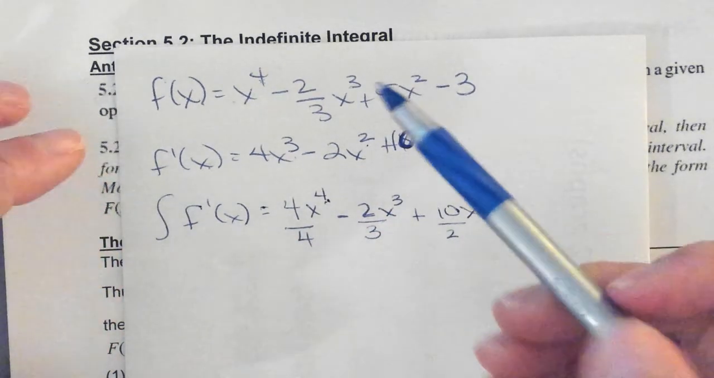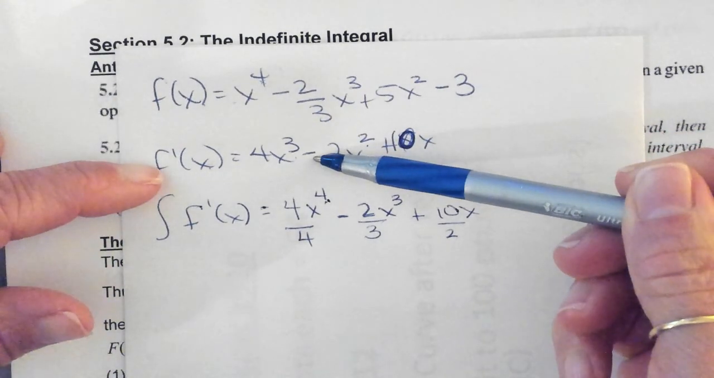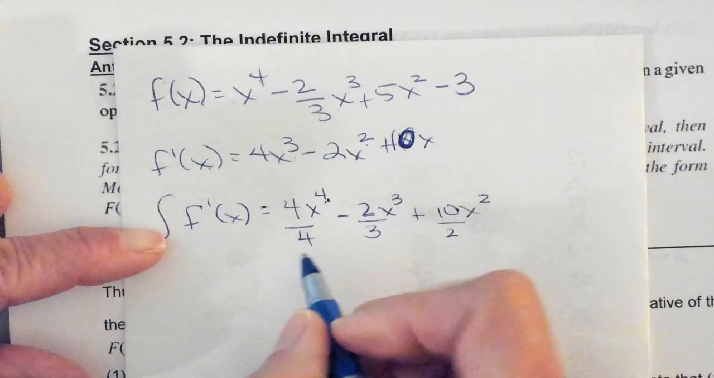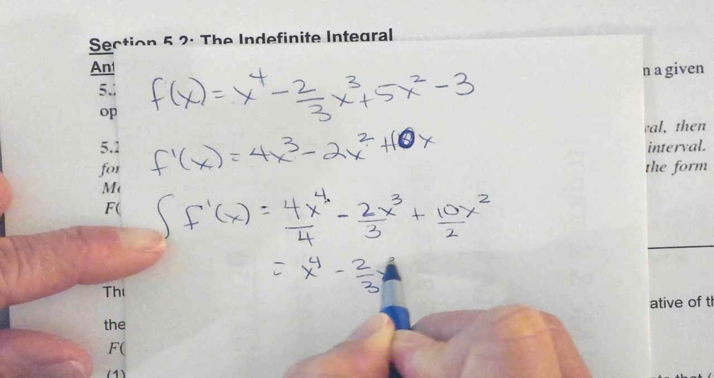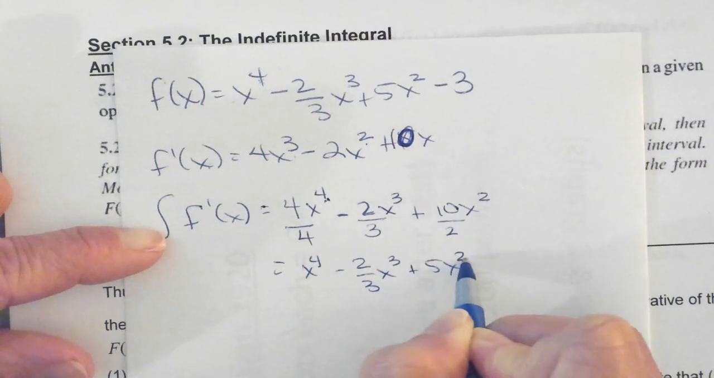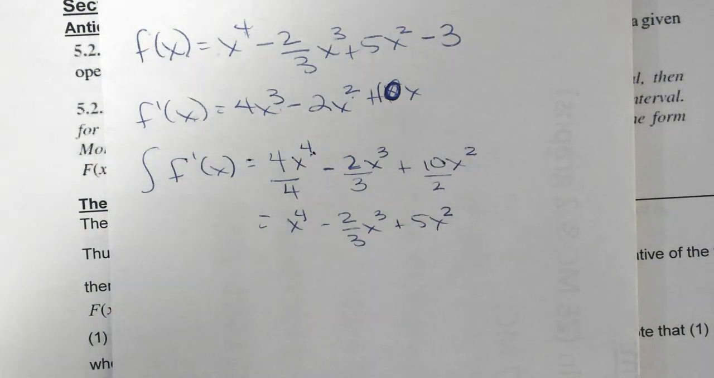Okay, so really, we took the derivative of our original. We essentially got the velocity, right? First derivative. Now we're going back to the original. So when I simplify, this is x to the 4th minus 2/3 x cubed plus 5x squared. What's missing? The constant. So here we could write minus 3 because we knew what the constant was.